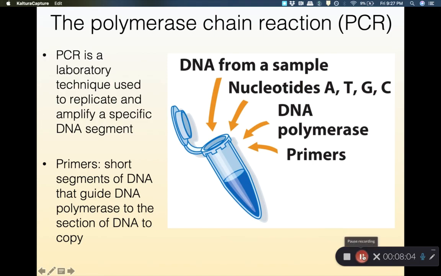I think we're going to go ahead and end there for today, and we're going to pick up where we're going to specifically look at how this polymerase chain reaction occurs.